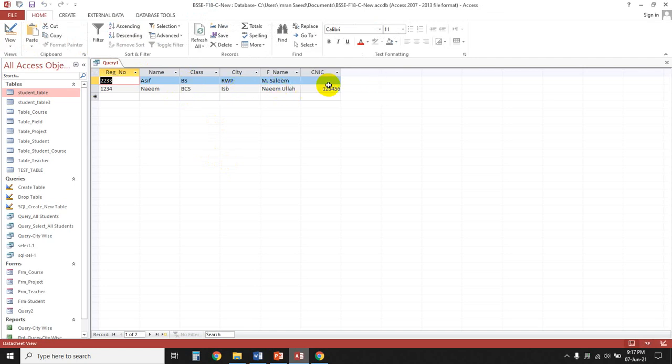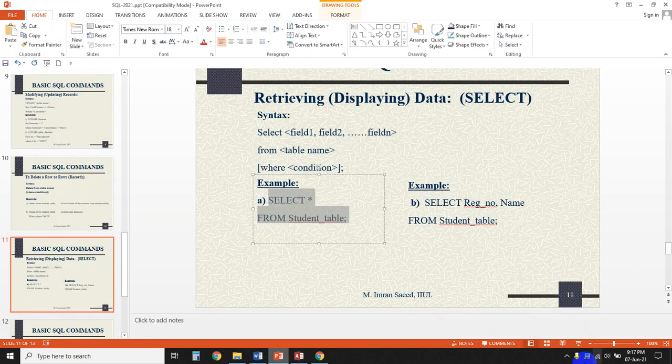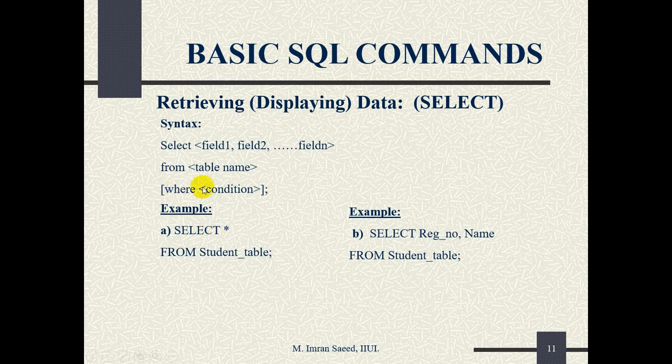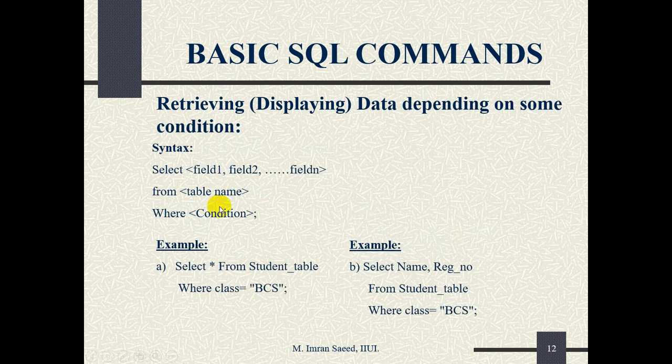So now I want to use the where clause. I want to see only students of BCS or only who belong to Rawalpindi, whatever. So now we can do it by adding a where clause, a where condition in it. So now check, select all from student table where class is equal to BCS, right? So it will show me all the columns where the students have the class BCS or BS, whatever condition I want to give it, right?